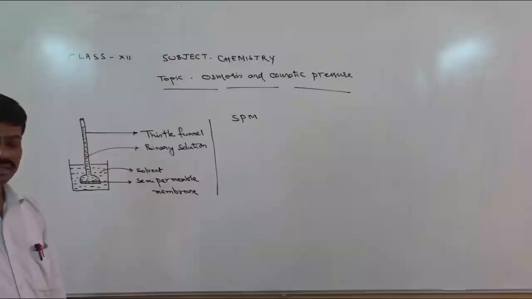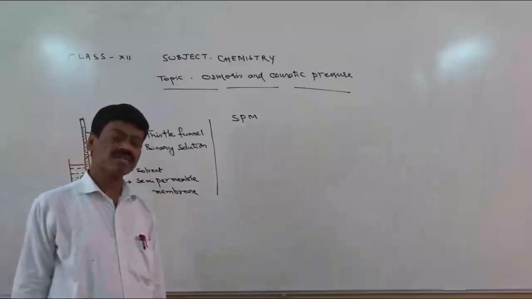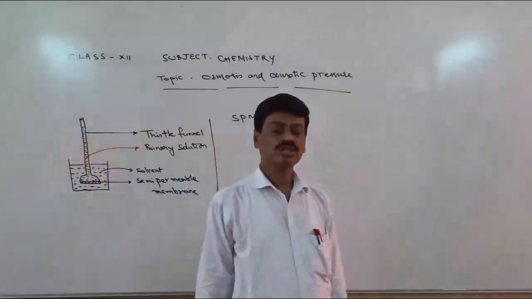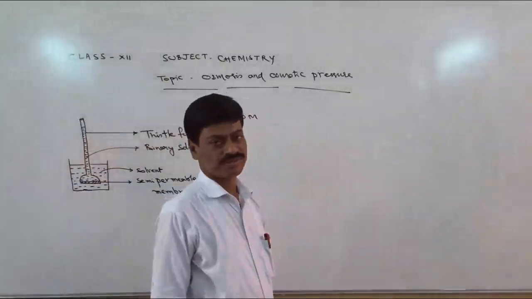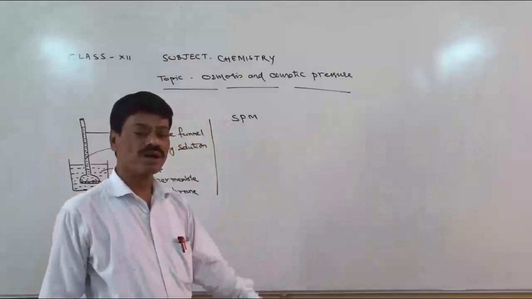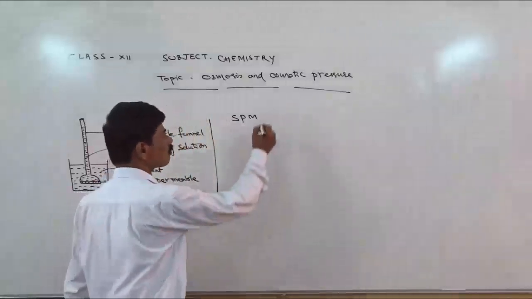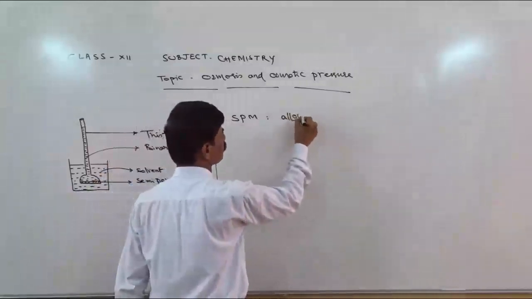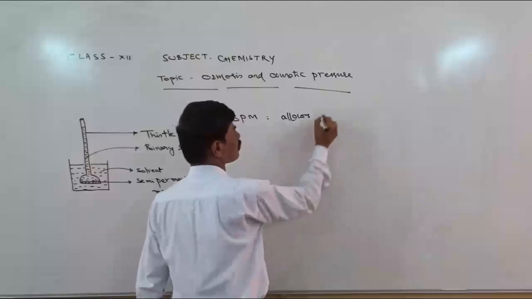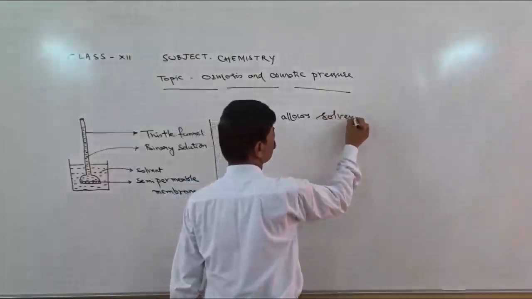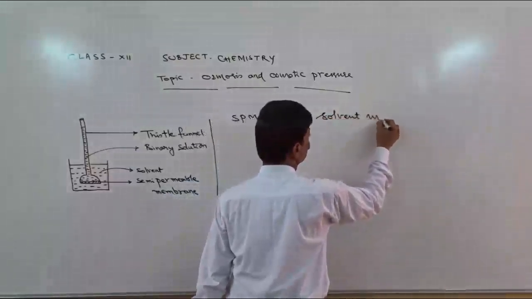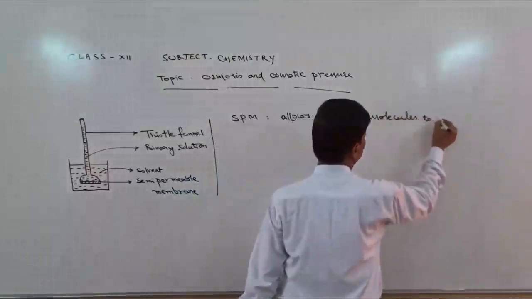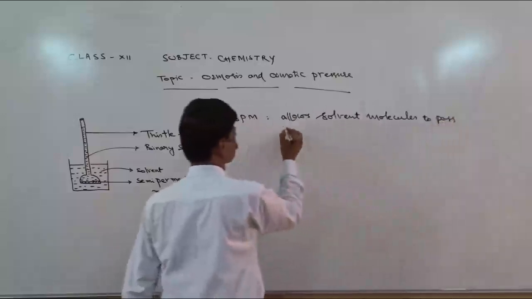Semi-permeable membrane is one membrane which allows solvent particles to pass through it, but not the solution particles. So a semi-permeable membrane always allows solvent molecules or particles to pass through it.